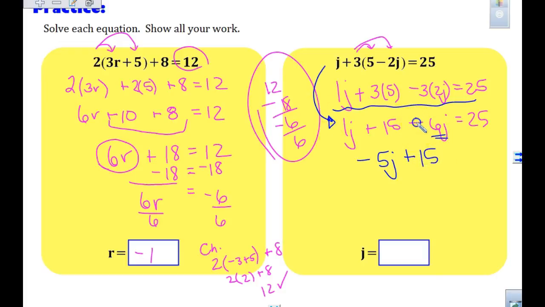-6 plus 1. I didn't see -6. I thought it was 6, and this should be a 7. Then rewrite it as plus a -6 plus 1. -5j plus 15 equals 25.